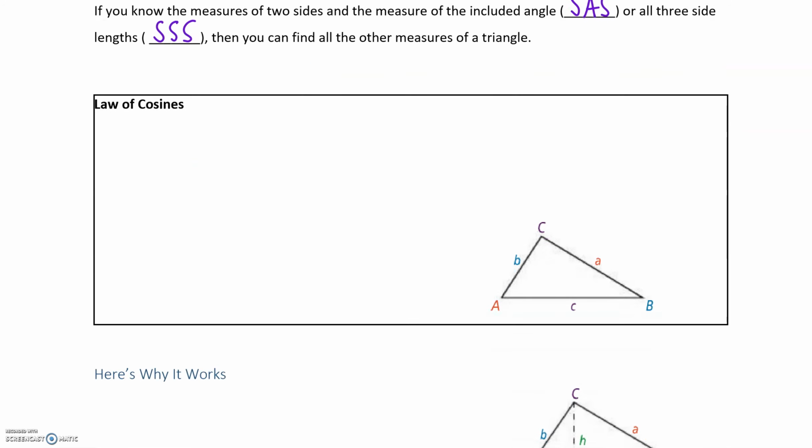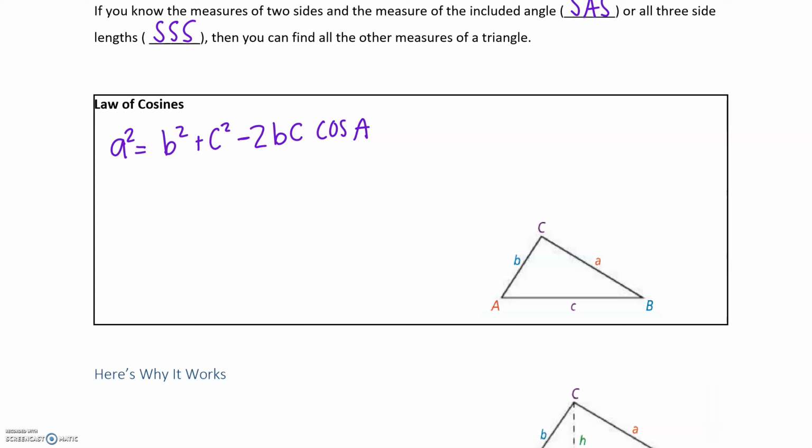So our law of cosines says that if we have our lowercase a, b, and c that represent the lengths of our sides, and our uppercase A, B, and C represent those opposite angles, then we can have a squared equals b squared plus c squared minus 2 times b times c times the cosine of that opposite angle A. Okay, so we can do these for all three angles.